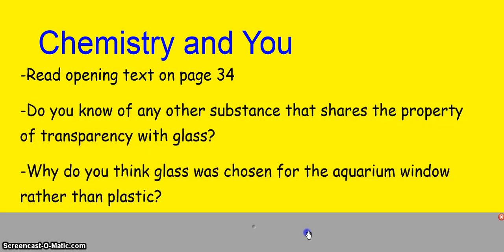Okay, now that you've read that, two questions for you. As you consider the situation with the fish tank, what other substance shares the property of transparency with glass? Okay. Why do you think glass was chosen for the aquarium window rather than plastic?